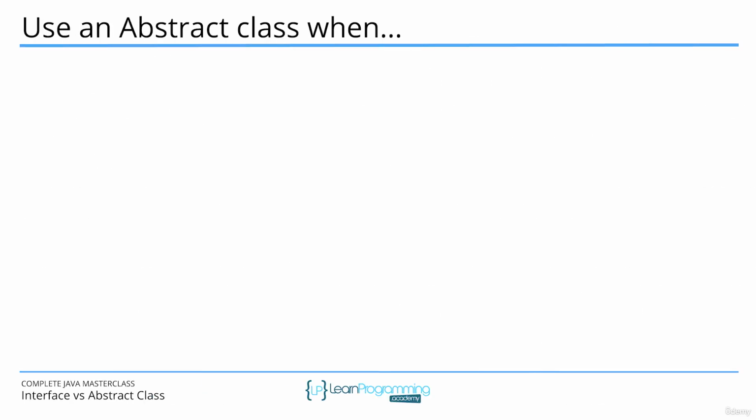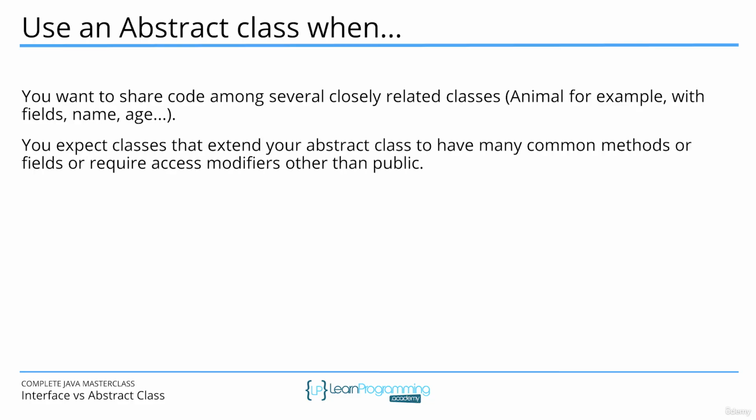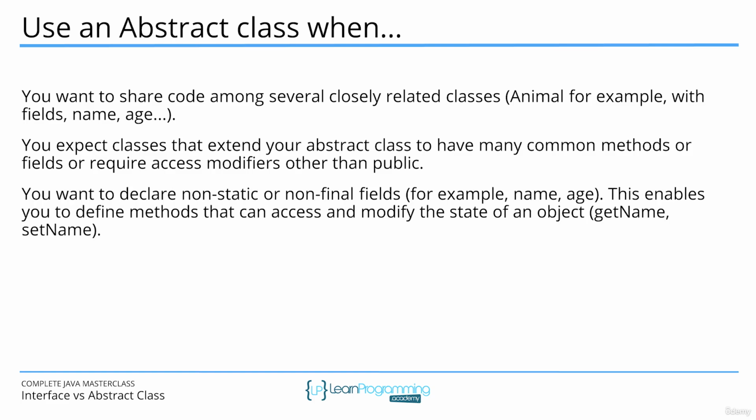You'll want to use an abstract class firstly when you want to share code among several closely related classes, animal for example, with fields name, age, and so on. You'd use an abstract class if you expect classes that extend your abstract class to have many common methods or fields, or require access modifiers other than public. You may also want to use an abstract class when you want to declare non-static or non-final fields, for example name, age. This then enables you to define methods that can access and modify the state of an object, get name, set name, and so forth.